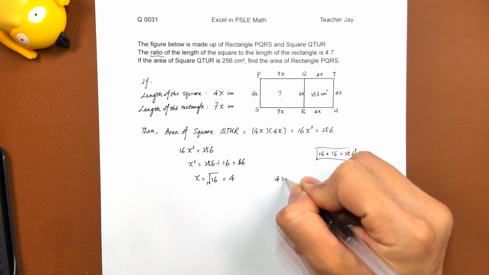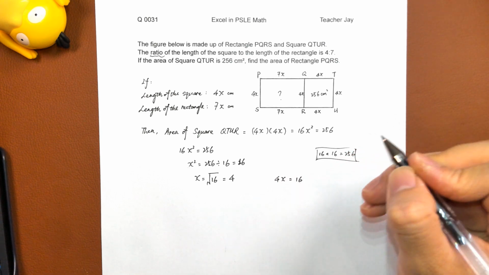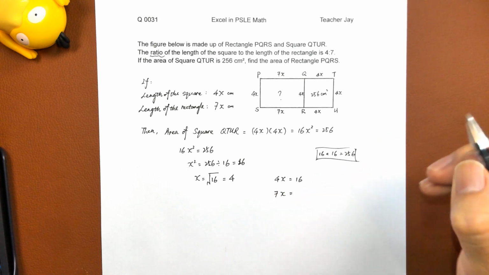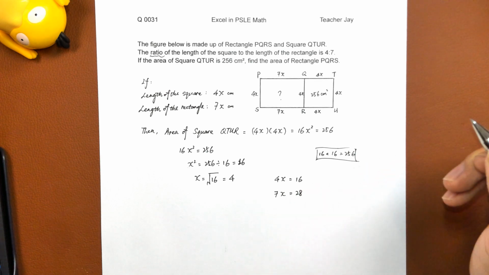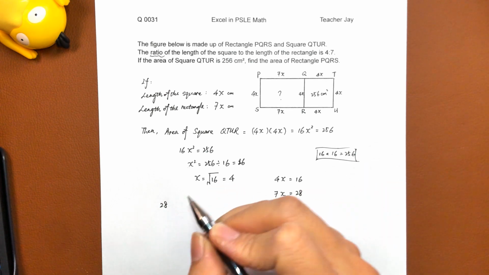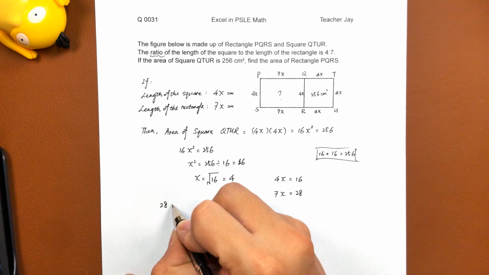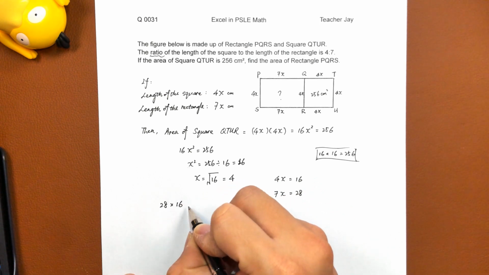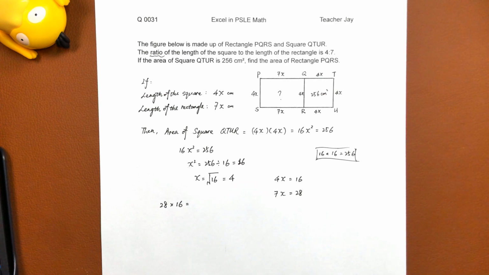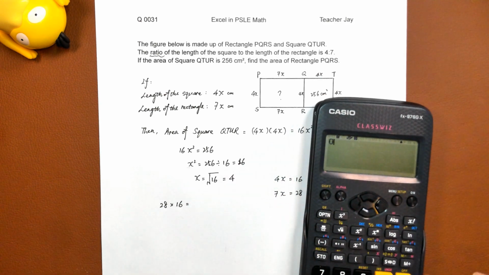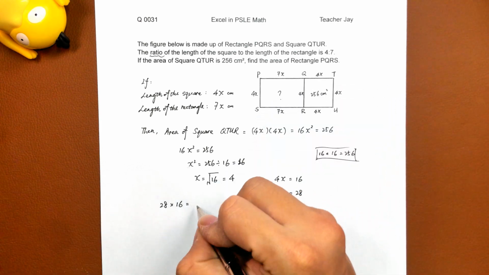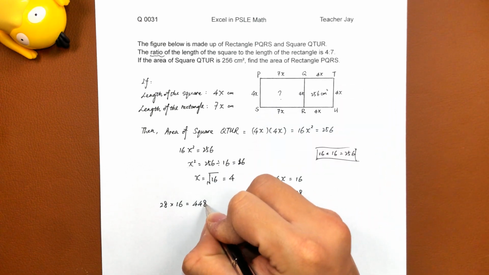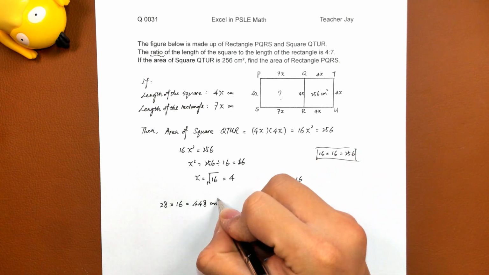So 4x equals 16 and 7x equals 4 times 7, 28. And 28 is the length of the rectangle and 16 centimeters is the breadth of the rectangle. 28 times 16. Answer is 448 square centimeters.